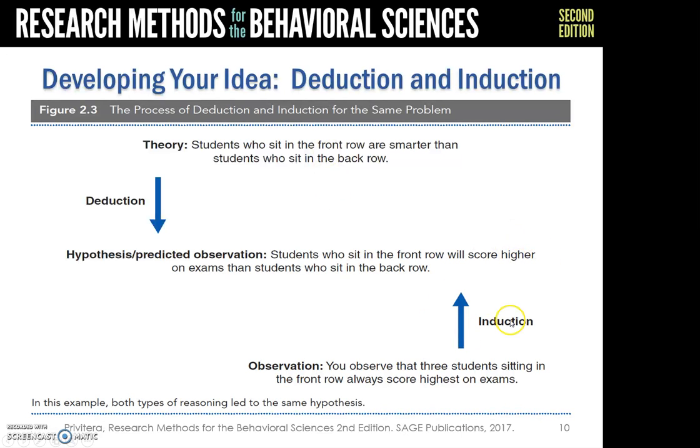When they score higher, probably means that they are smarter. Or you could look at inductively, looking at their score. You observe that 3 of the students sitting in the front row always score highest on the exam. So you're looking at inductively. Okay. So now your turn.